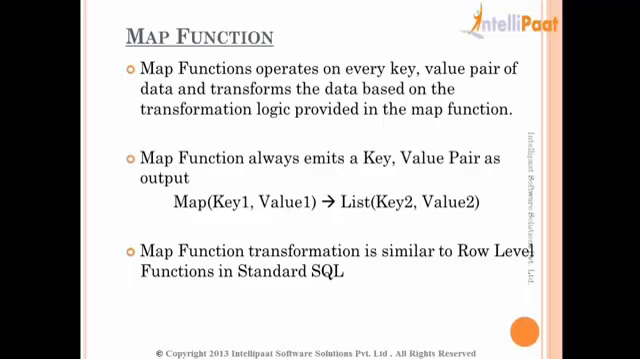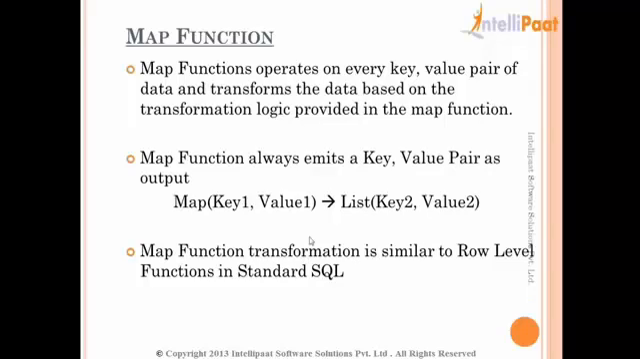So we talked about the map function. We said the map function will operate on a key and a value, and transform the data based on the transformation logic we have provided in the map function. The map function always emits a key value pair. This is the mathematical representation of what we just talked about: a map function takes a key 1 and value 1, a key value pair, and gives out key 2 and value 2 as the output.